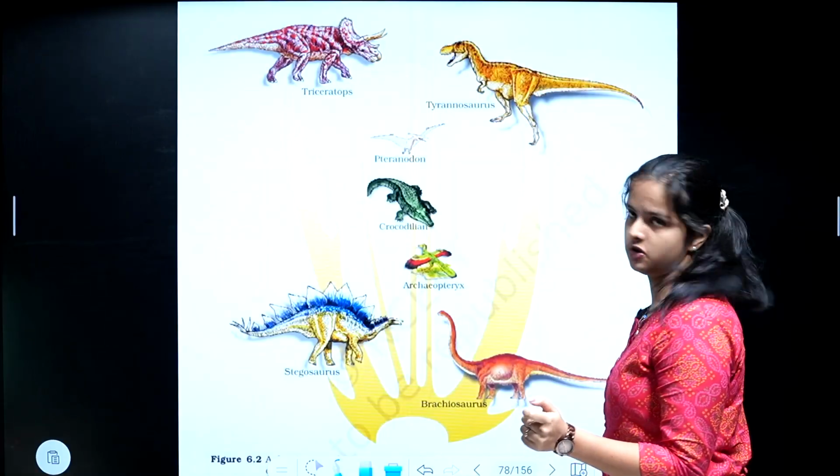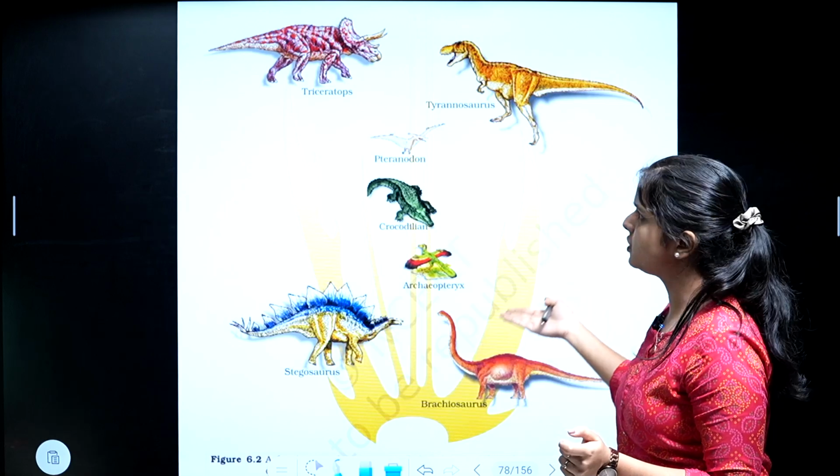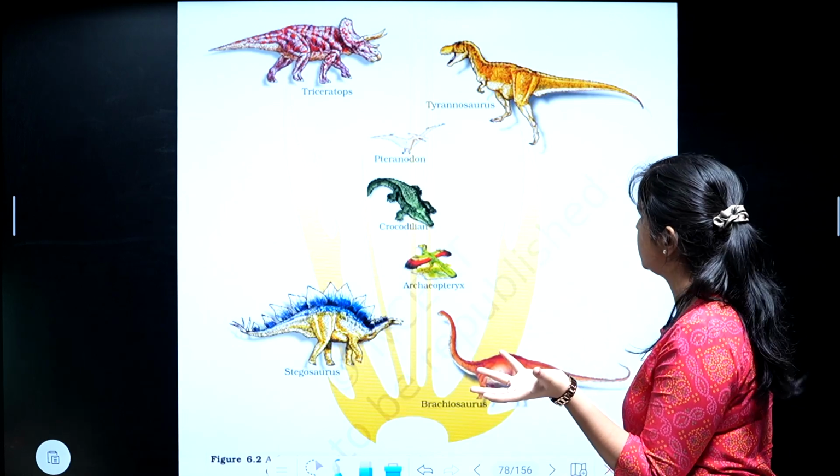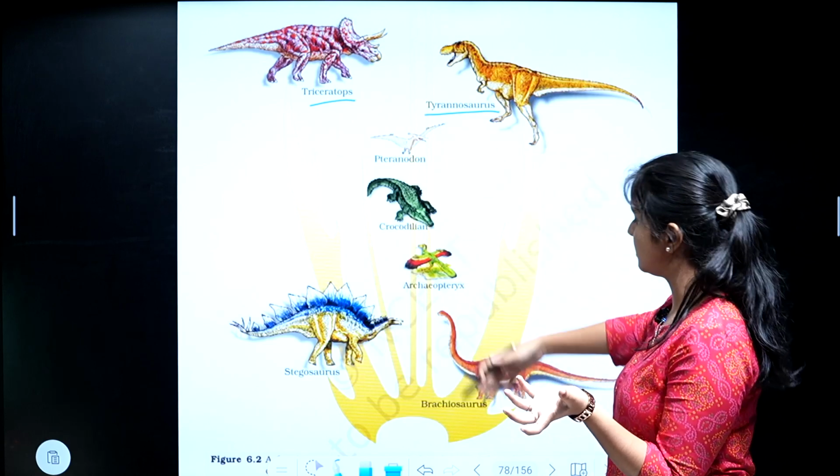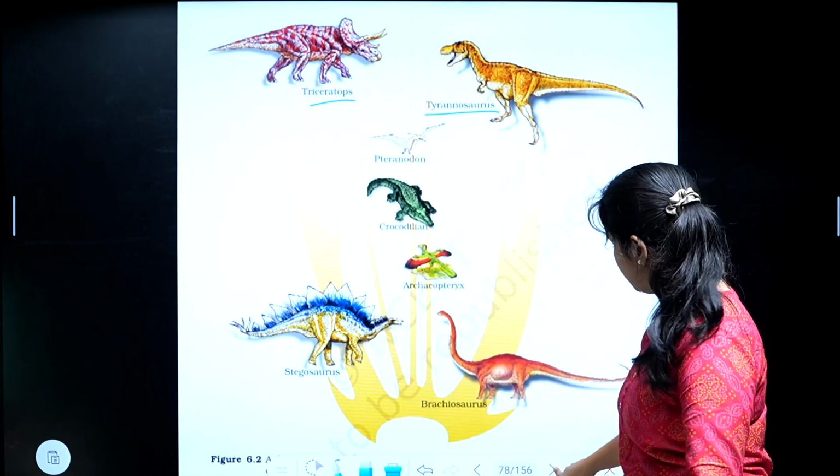I'll actually show you some pictures. Okay, so this is a picture that you can see in your NCERT textbook. So here you can see a lot of dinosaurs. Right, you can see the dinosaurs and how they evolved. You can see this in the fossil.